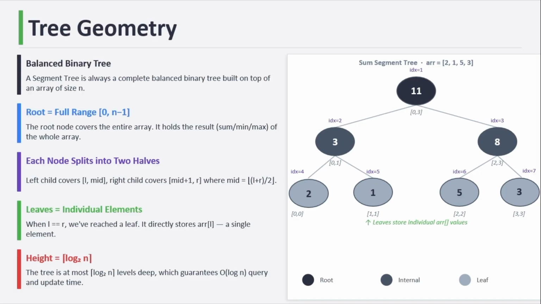On this slide, you can see a sum segment tree for the array 2, 1, 5, 3. The root holds 11, the sum of everything. As you go down the tree, each node holds the sum of its portion of the array.